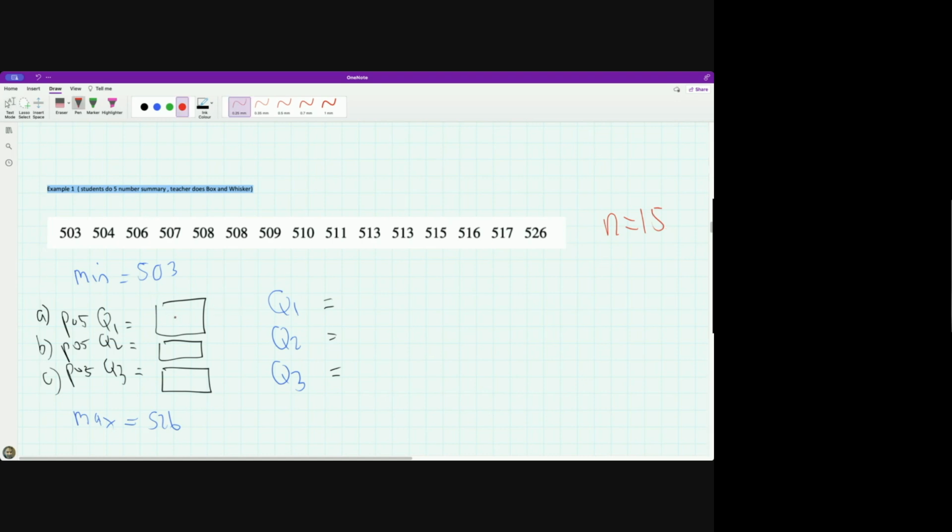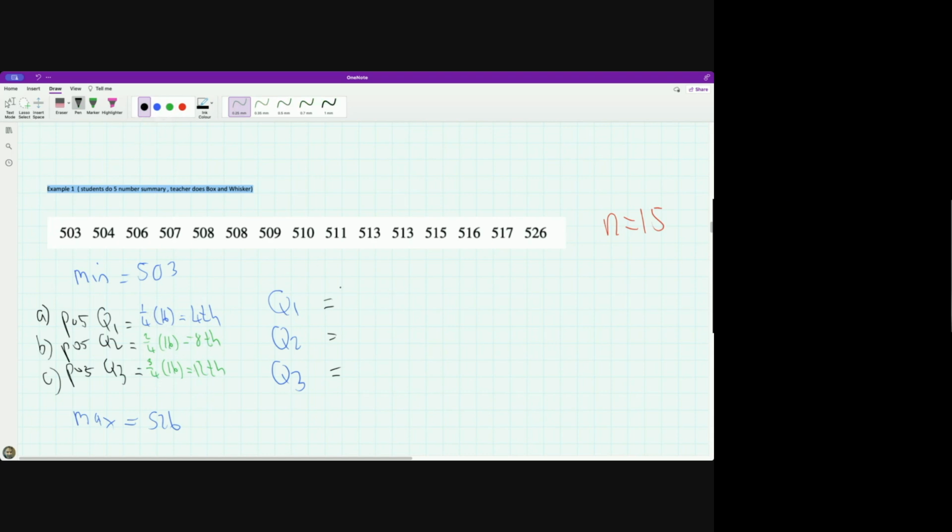So for Q1, the position is going to be a quarter times n plus 1, but n plus 1 is 16, so it's the fourth position. And for Q2, it's going to be 2 over 4, or half, times 16, which is the 8th position. And for Q3, it's going to be the 12th position.